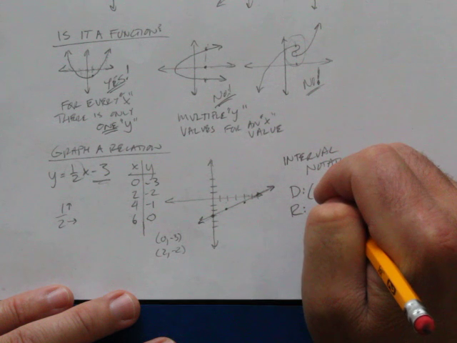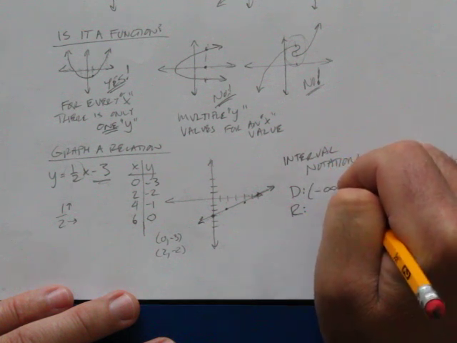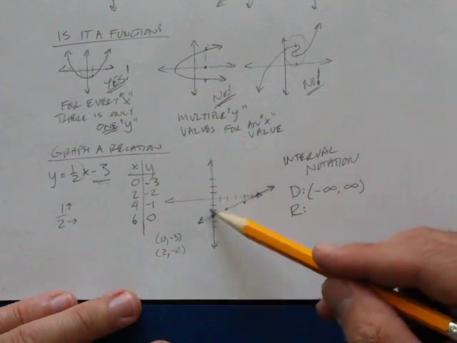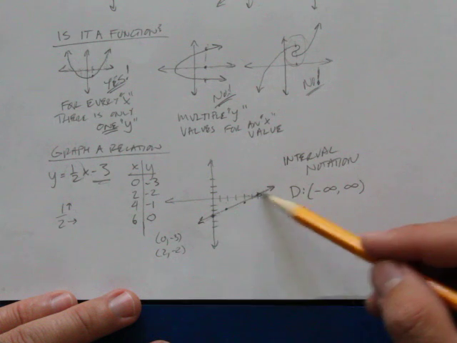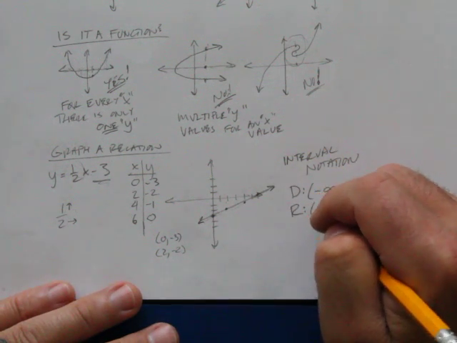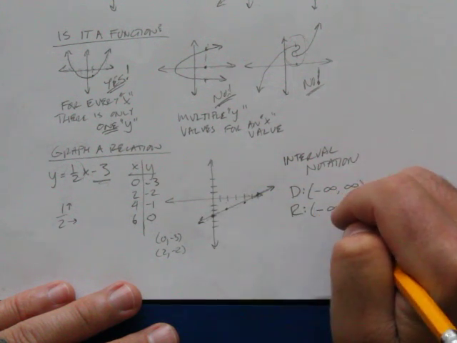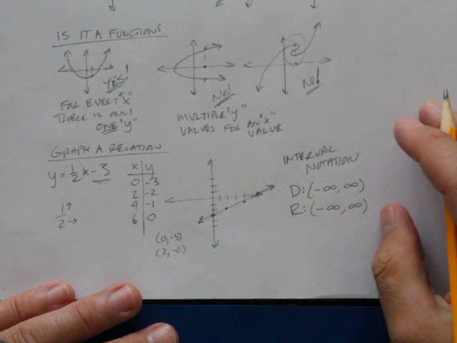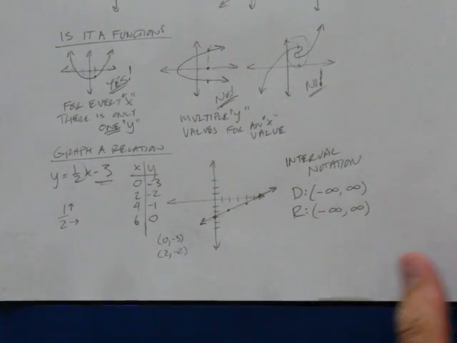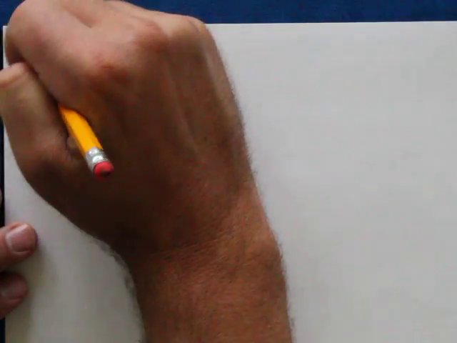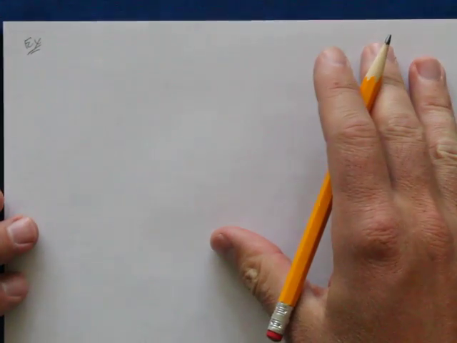So I'm going to say my domain is -infinity to +infinity. Now my range, this line will go all the way down and it will go all the way up forever. So I'm going to say my range is my y values, is what I'm looking at. That's going to be -infinity to +infinity as well. And we'll keep doing this, and hopefully it'll kind of make sense as we go. All right, we're going to do a bit more work here. So let's do another example of graphing a function.